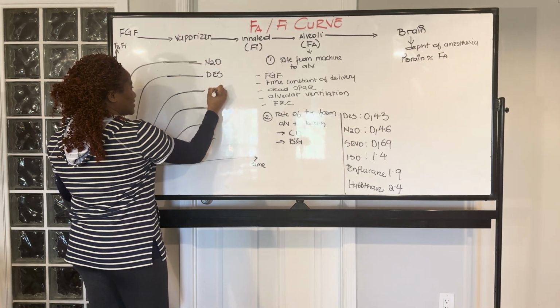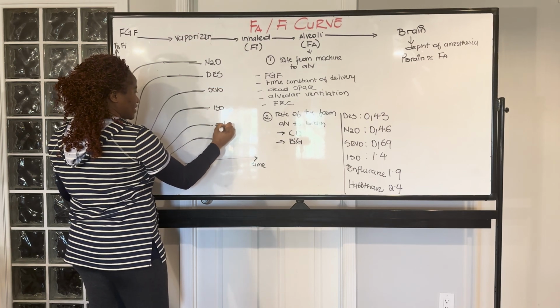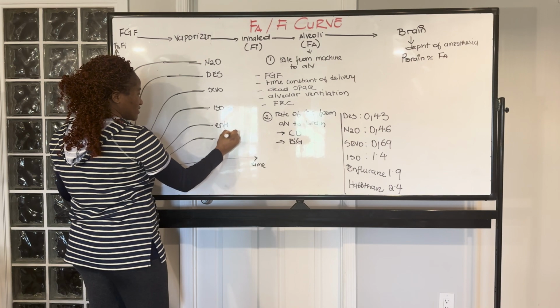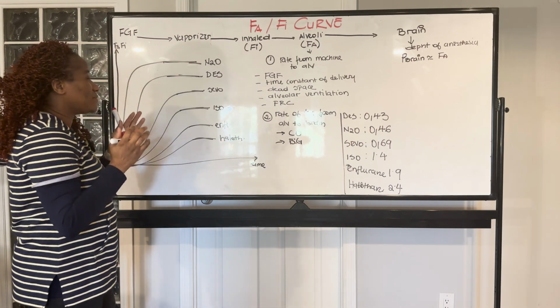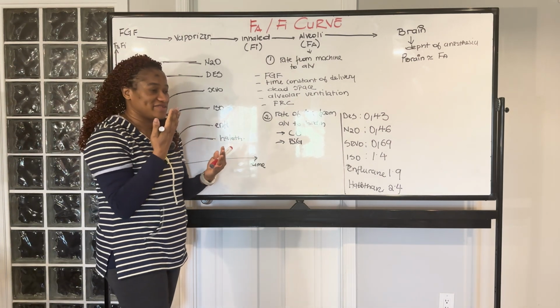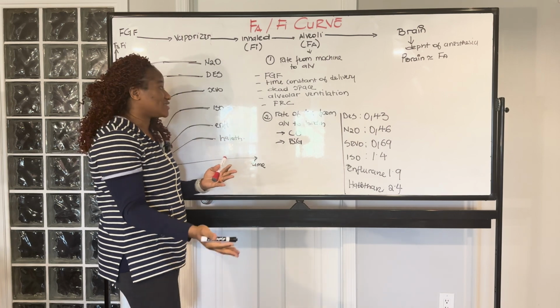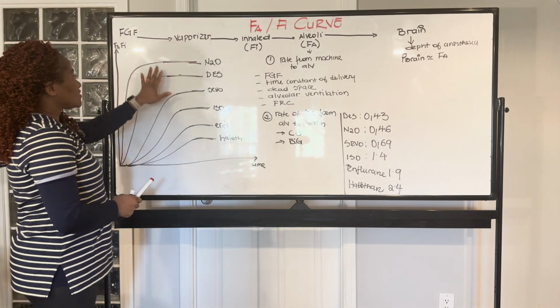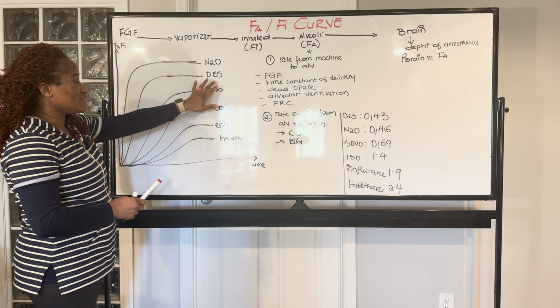So here we have sevo, iso, enflurane, and halothane. When we talk about getting in the brain faster, we're talking about the induction, right? When we first start the gas, we want to put the patient to sleep. So nitrous oxide gets in the brain faster than dex.